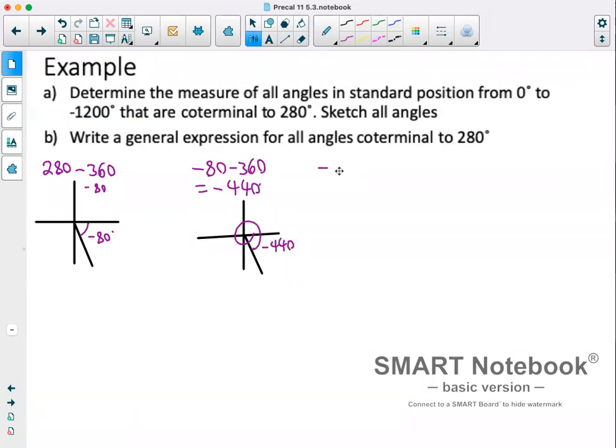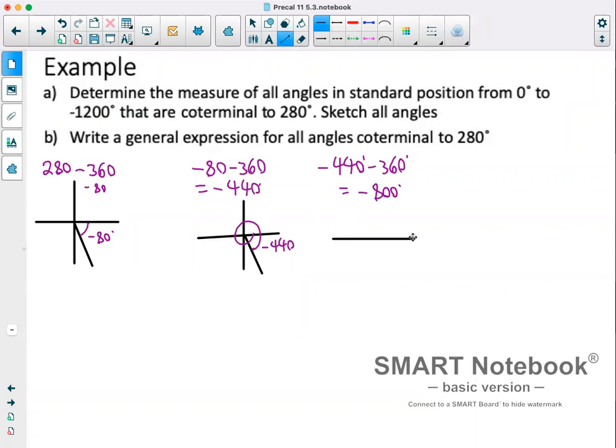Our next angle, we'd go negative 440 degrees minus 360 degrees, which gives us negative 800 degrees. So for this one, going around once is negative 360, twice is negative 720, and negative 800 takes us to our terminal arm.